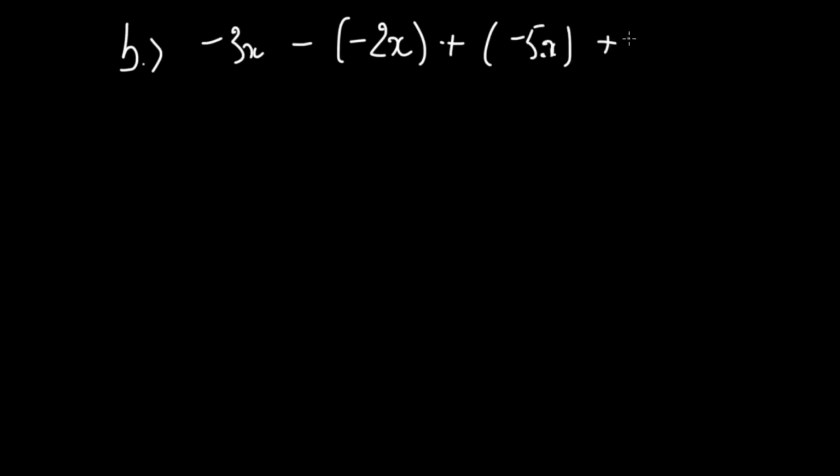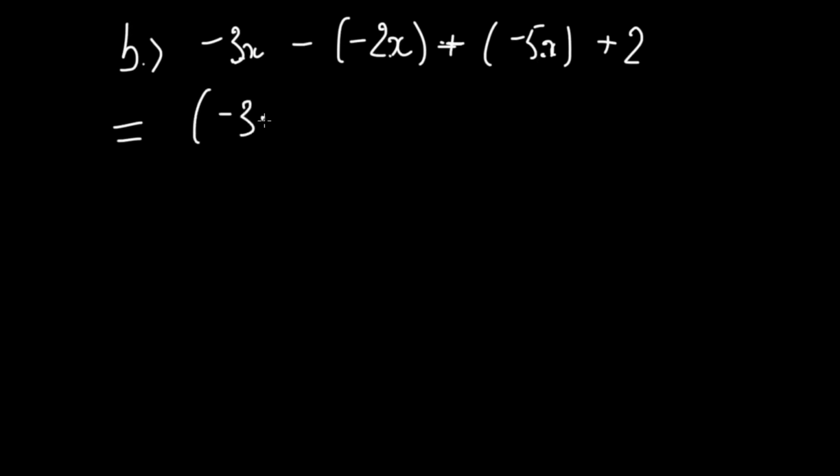B: negative 3x minus, subtract negative 2x plus negative 5x plus 2. So the first step we need to do is group all the like terms together. Similar to question A, you can see that anything multiplied by the variable x, right here, here, and here, we can group them together.